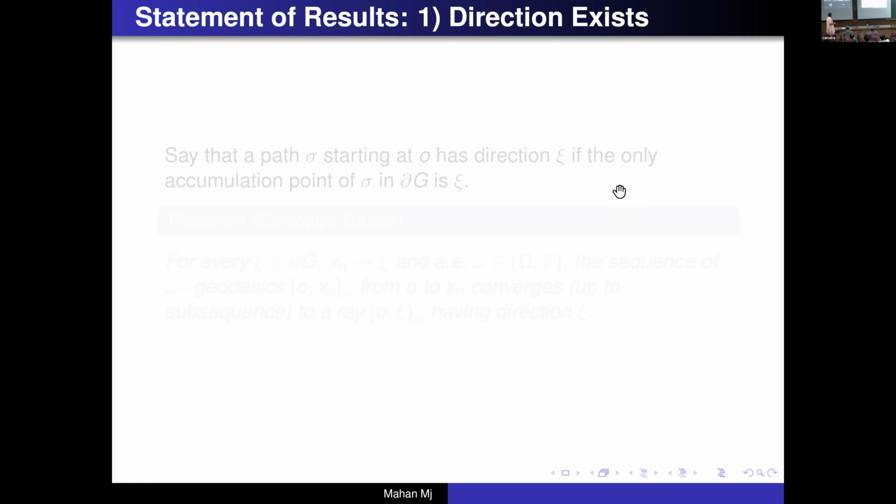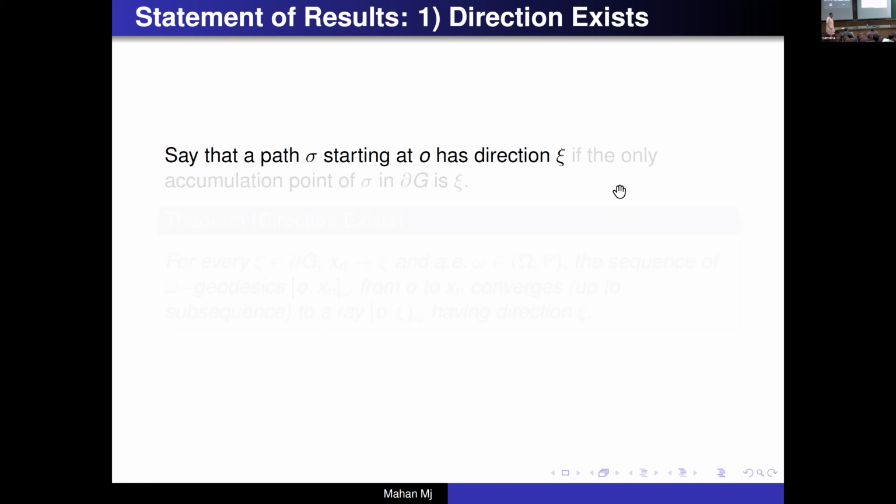So you say that a path starting at the origin has a direction xi. Xi is now a point on the Gromov boundary. So the xi is on the surface. So this is again probability or random geometry? No, this is a path. No, I mean it's geometry. The probability of random geometry, but the point is random geometry is a collection of deterministic geometries parameterized by a probability space. Right? So you have to say something about almost every deterministic geometry if you want to make a statement about the random one.